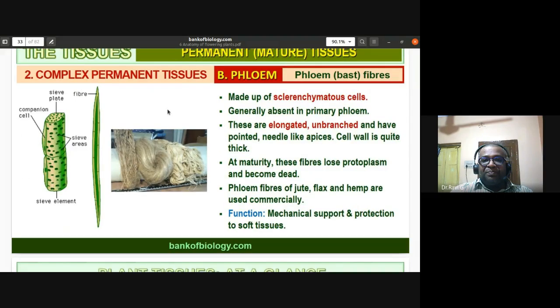Now, the sclerenchyma associated with phloem, we call it as phloem fibers, or we also call it as bast fibers.